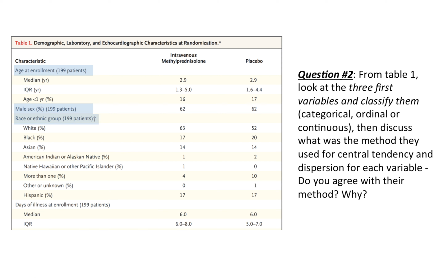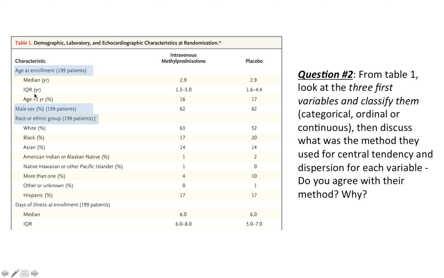So, as I was meant to use the questions, let's use question 2. We are going back to table 1. The first three variables that appear here are age, which is a numerical continuous variable. It was expressed with a median and interquartile range.